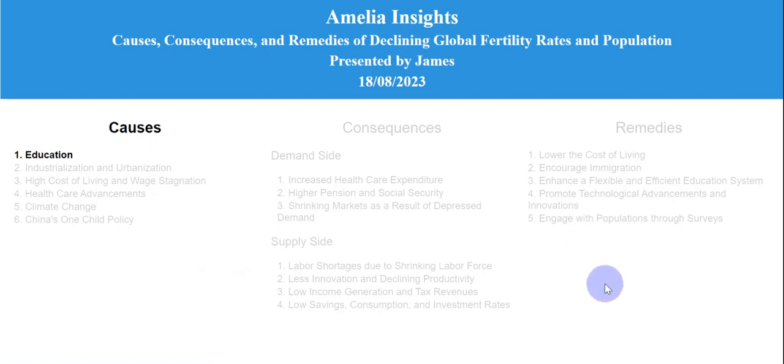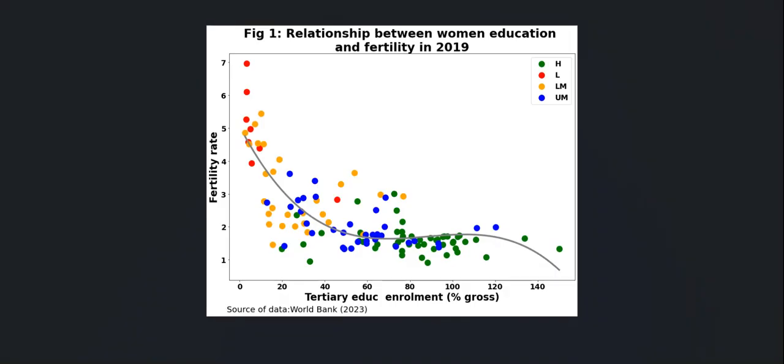Number 1, education. Education makes many people prioritize career growth, increases labor force participation rates, promotes family planning awareness, and increases women's autonomy. Consequently, marriages and childbearing have been deterred. To substantiate this claim, Figure 1 shows the relationship between education and fertility rates by income group. The figure clearly shows that countries with higher education have lower fertility, although the relationship is not linear.